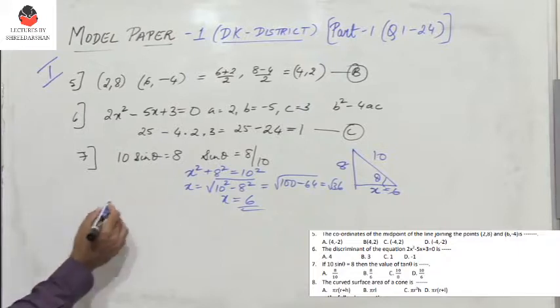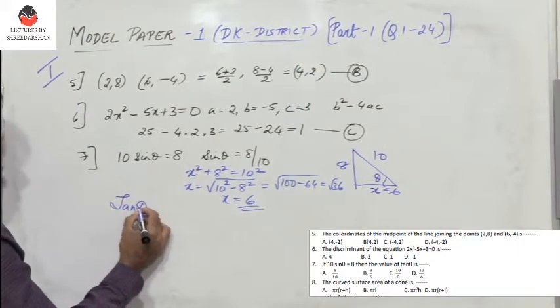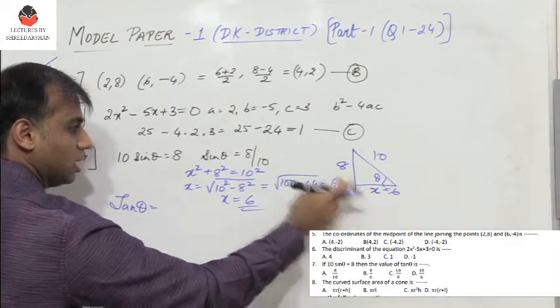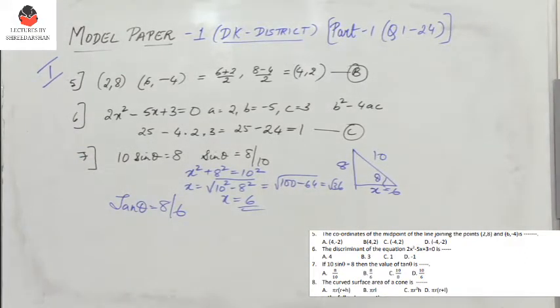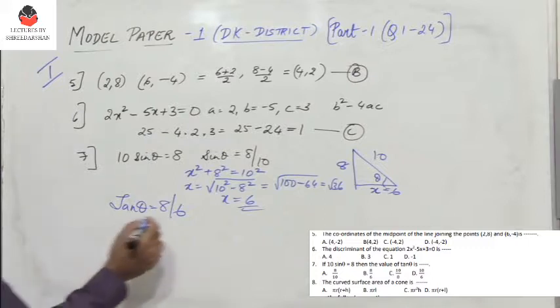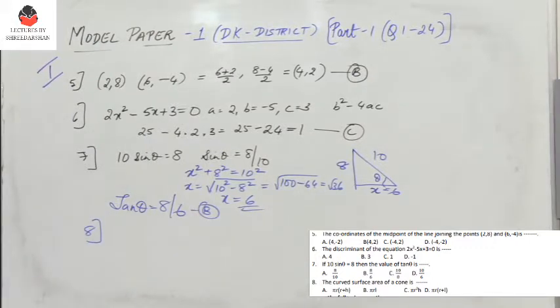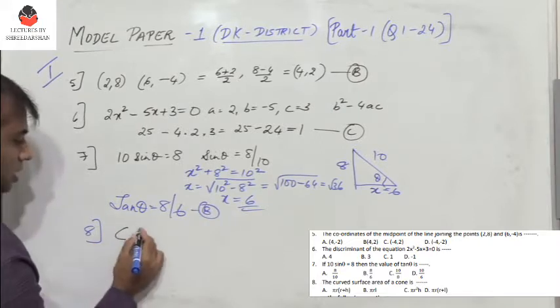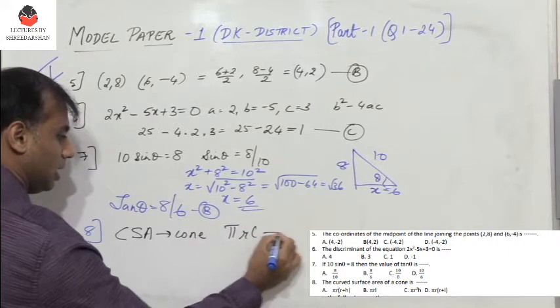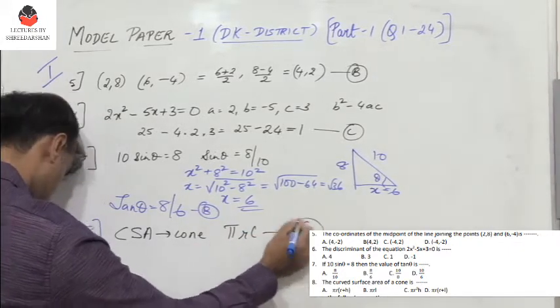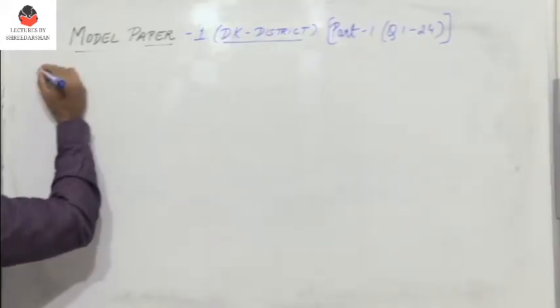Now we need to find out what is tan theta. It is opposite side by adjacent side, which is 8 by 6. And what is the right option? The right option is B. Problem 8. The curved surface area of the cone. We know that the curved surface area of a cone is pi r l, and this is option B. So we are finished with the first part.